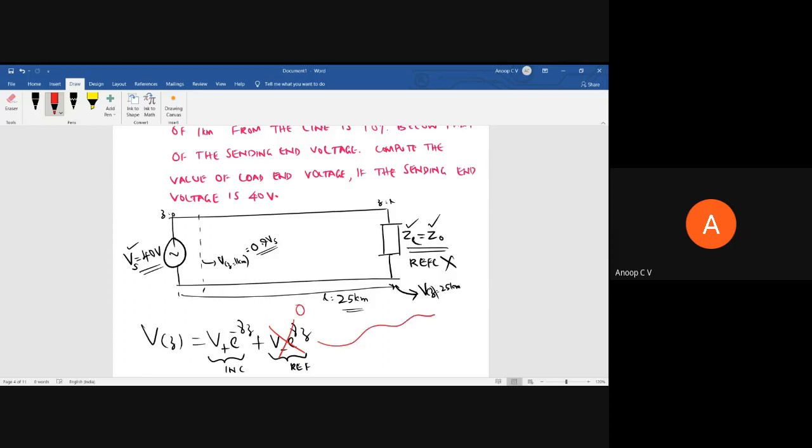Why? Because ZL is equal to Z naught. So V of Z is V plus e power minus gamma Z. And what is this V plus? V plus is the magnitude of the incident voltage at Z equal to zero, or the amplitude of the incident voltage at Z equal to zero. And this V plus will be equal to 40. These are the hints.